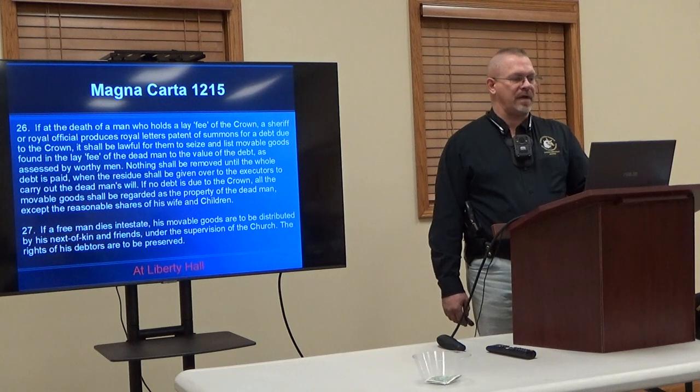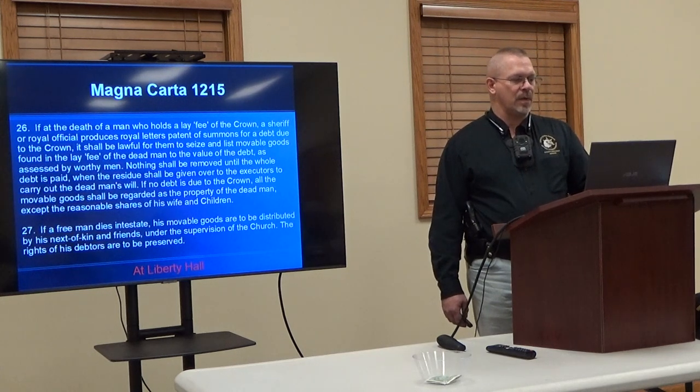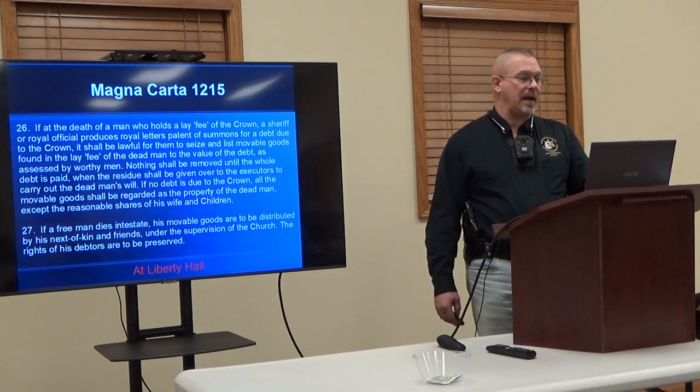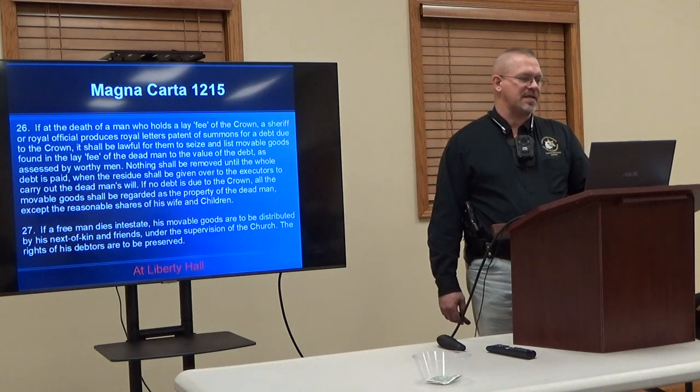As assessed by worthy men, nothing shall be removed until the whole debt is paid, when the residue shall be given over to the executors to carry out the dead man's will. If no debt is due to the crown, all the movable goods shall be regarded as the property of the dead man, except the reasonable shares of his wife and children.